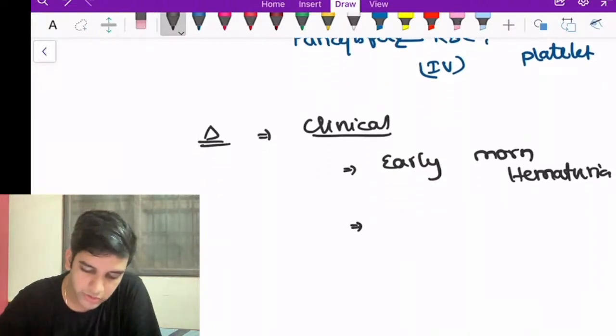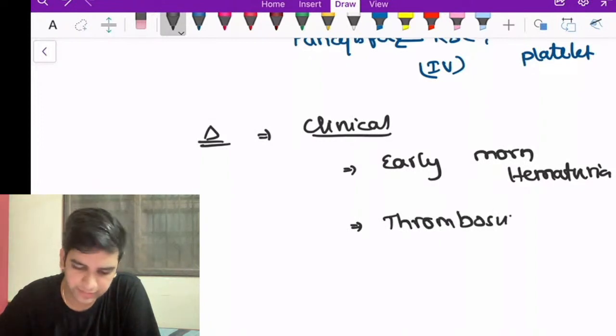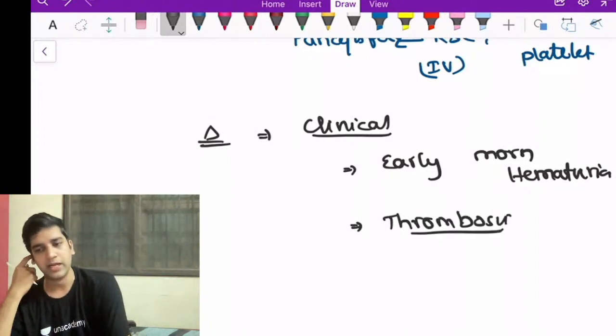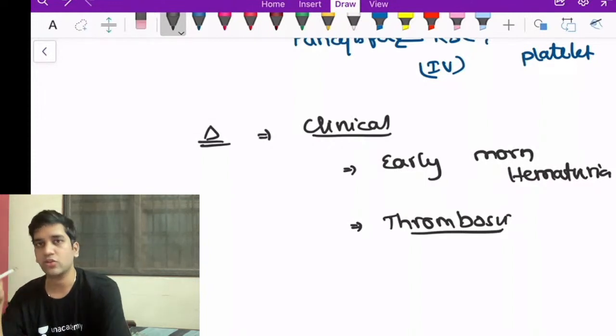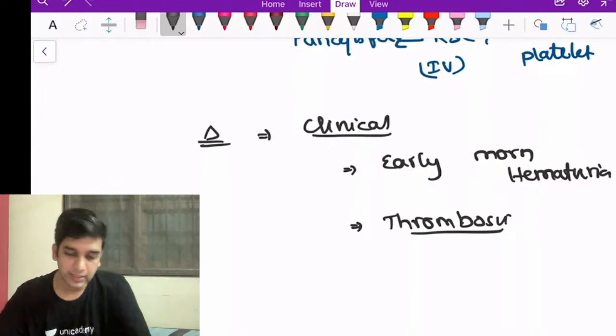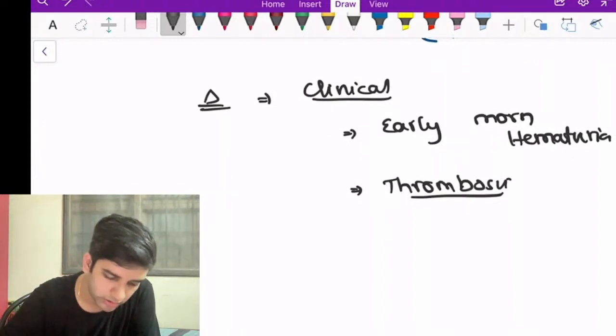Next, you'll have thrombosis. It's kind of paradoxical, right? When I say pancytopenia, I should ideally have a bleeding disorder. Platelets are gone. It should not cause clotting. It should cause bleeding, right? We'll have a look at that also.